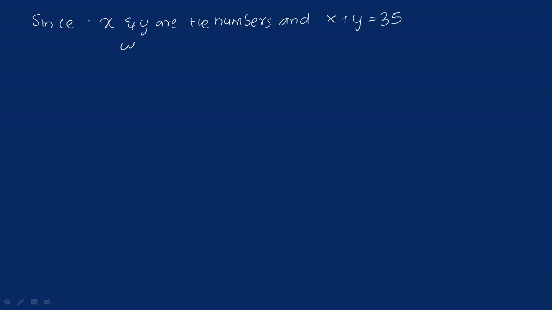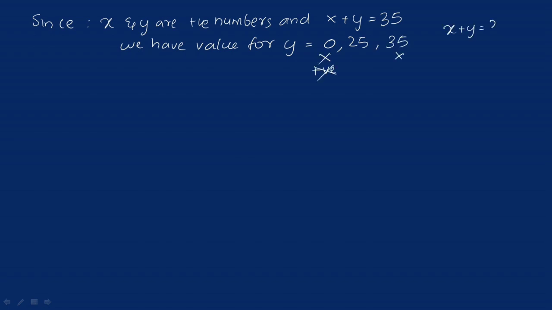It is given in the question that x and y are positive numbers, and x plus y is equal to 35. Now we have three values for y, that is 0, 25 and 35. Here 0 cannot be used because 0 is not a positive number. Similarly, 35 also cannot be used, because if x plus y is equal to 35, then 0 plus 35 means x becomes 0, which is impossible since it is not a positive number. So the only possible value for y is 25. So y is equal to 25 here.